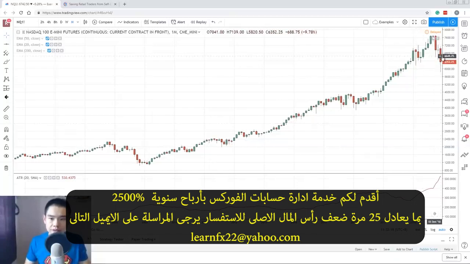So the next candle, you have this candle over here. The range of this candle is from the high to the low. It's about 7139 minus 6352, so that's about 780, 790 points. That's about more than 1.5 times ATR for this particular month.